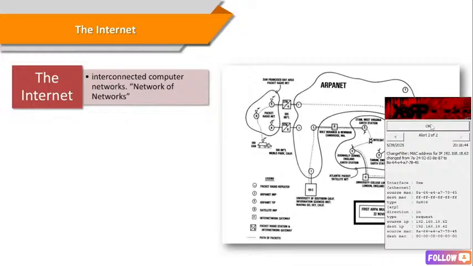The Internet carries an extensive range of information resources and services, such as the interlinked hypertext documents of the World Wide Web, WWW, and the infrastructure to support email.